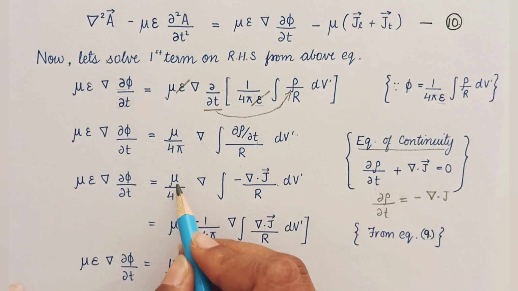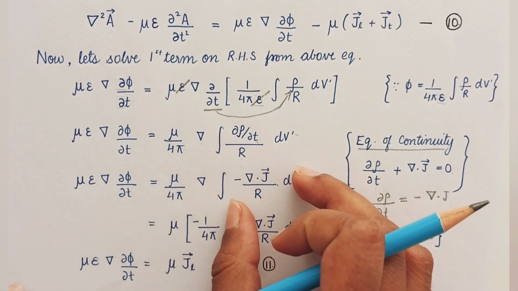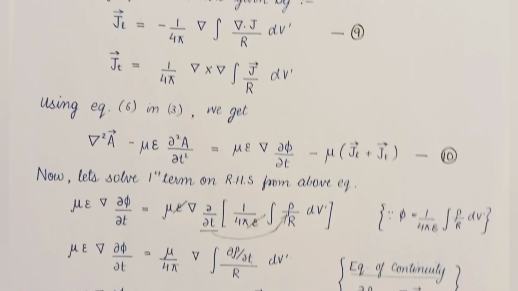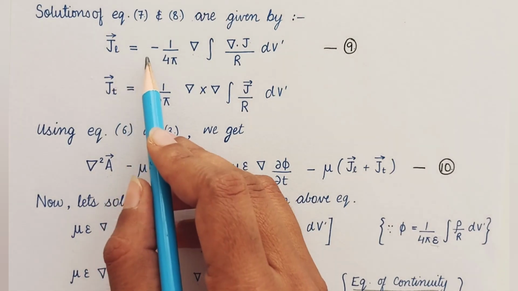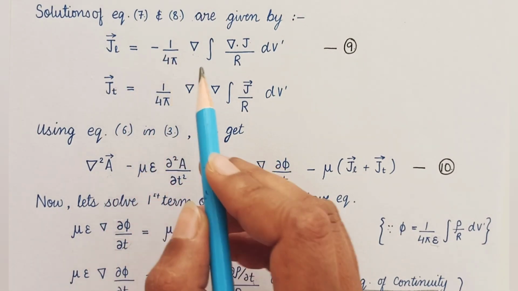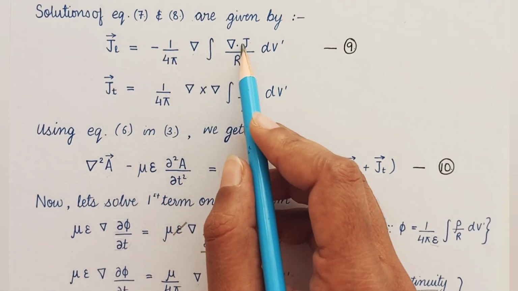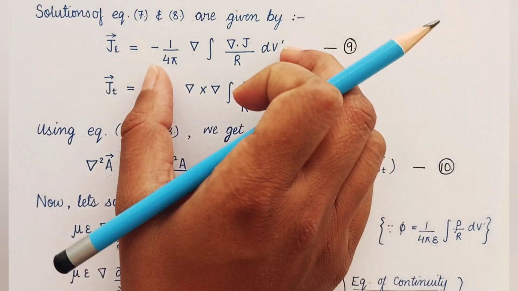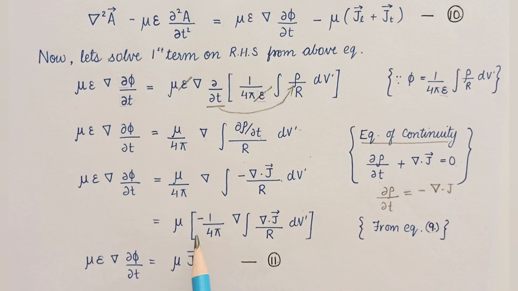Now we are going to write this mu separately outside and the rest of the term in the square box. And from the 9th equation, that is JL is equal to minus 1 upon 4 pi del integration del dot J upon R dv, we are going to write JL in place of the term that we get here in this square box. So finally we get mu epsilon del curly phi upon curly T is equal to mu JL. Mark it as the 11th equation.